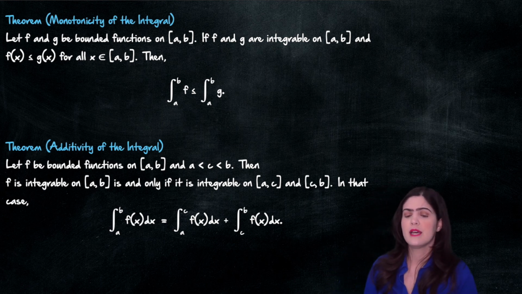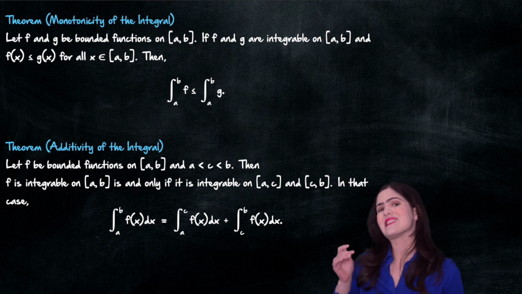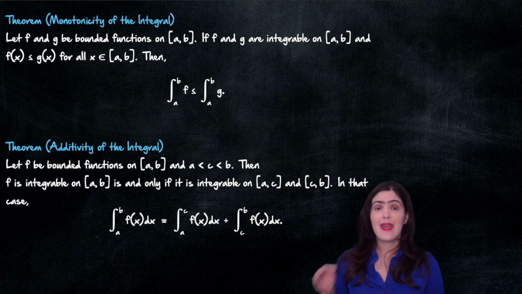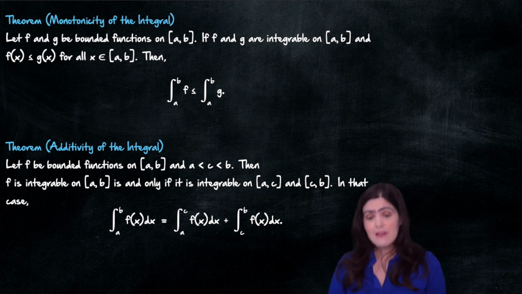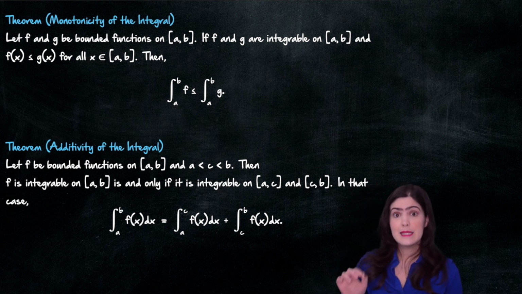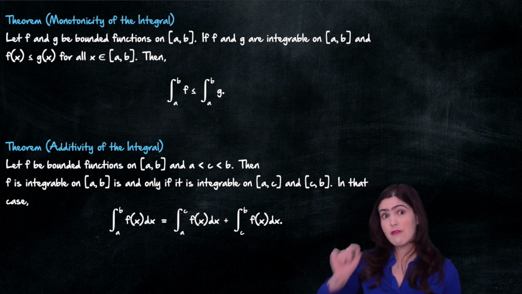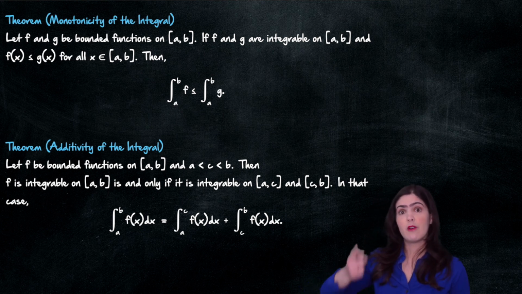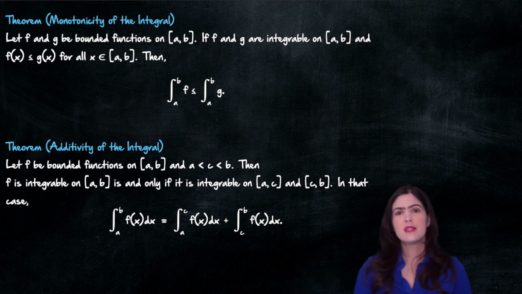And then additivity of the integral says that if f is a bounded function on the interval [a,b], and c is strictly between a and b, then the function f is integrable on the interval [a,b] if and only if it is integrable on [a,c] and on [c,b]. In that case, the integral from a to b of f is equal to the integral from a to c of f plus the integral from c to b.